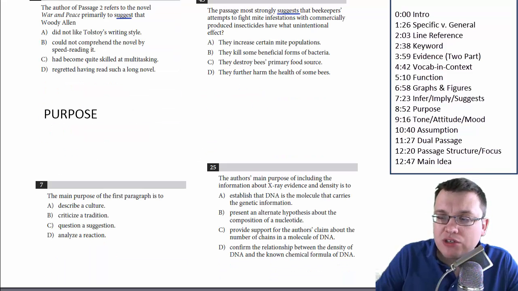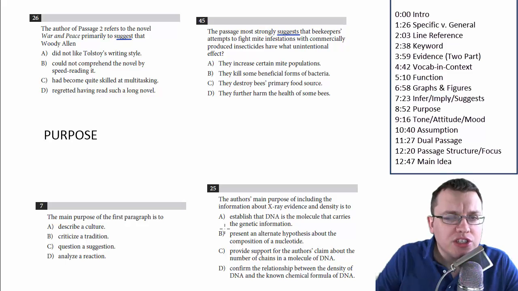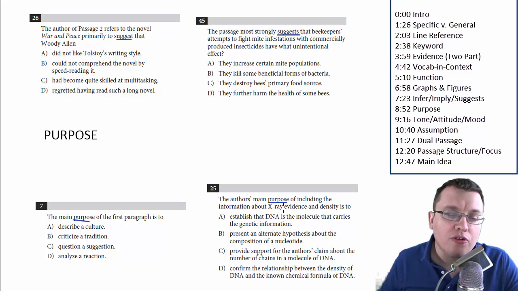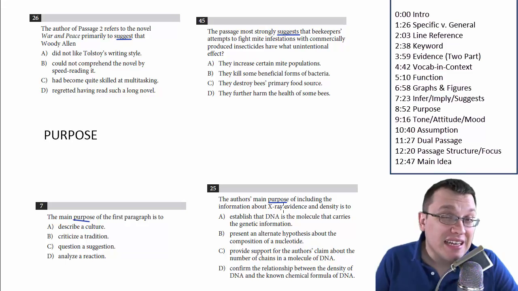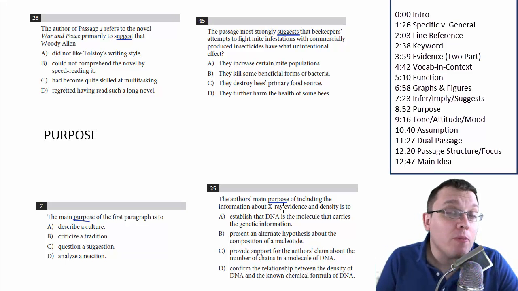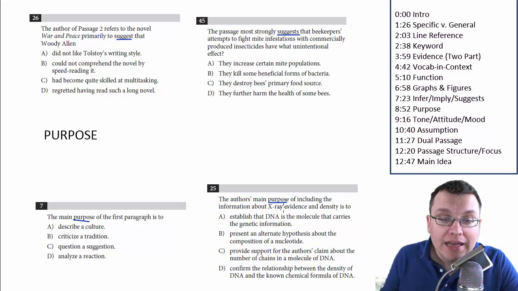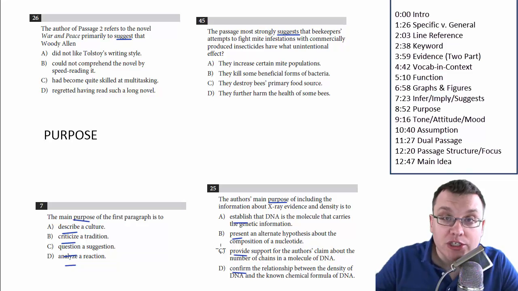Purpose questions are also kind of like function questions, just a specific type, and they come up often enough to highlight them. The main keyword you're going to see here is purpose, right? The author's main purpose, the main purpose of the first paragraph. It could be about a specific sentence or about a paragraph. It could be the purpose of the passage as a whole. And again, you're going to see verbs in your choices, indicating that this is essentially a function question.